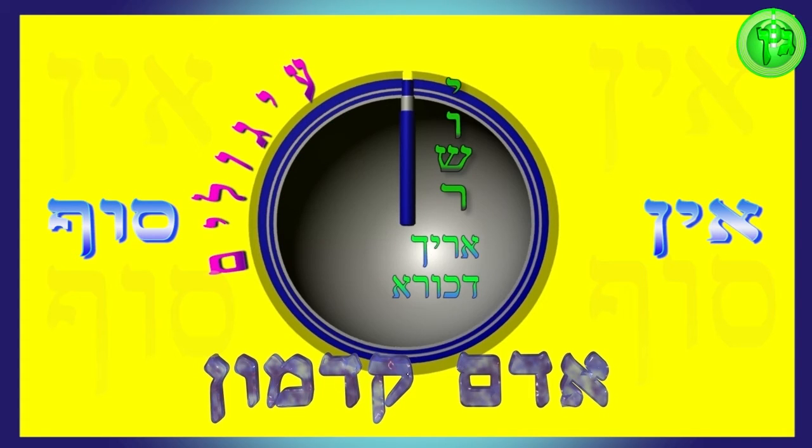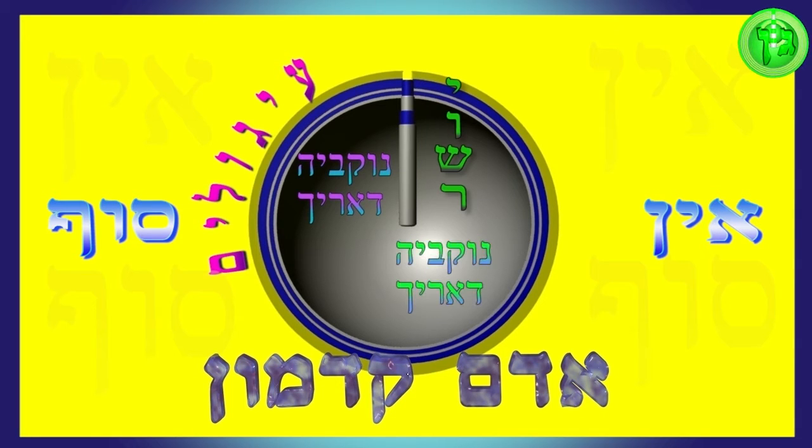The next Partzuf to be emanated is called Nukvei de Arich, literally the female side of Arich Anpin, as you see here in the color white. First, its circular Igul aspect, and then its corresponding linear Ve-Yosher aspect as well.